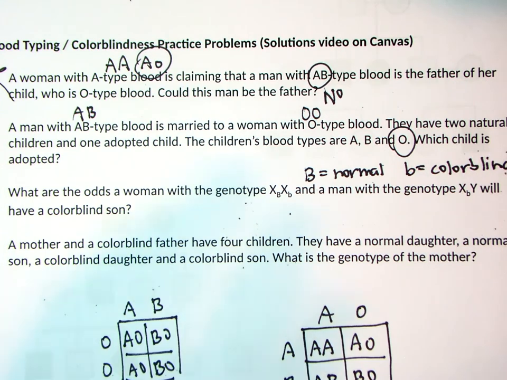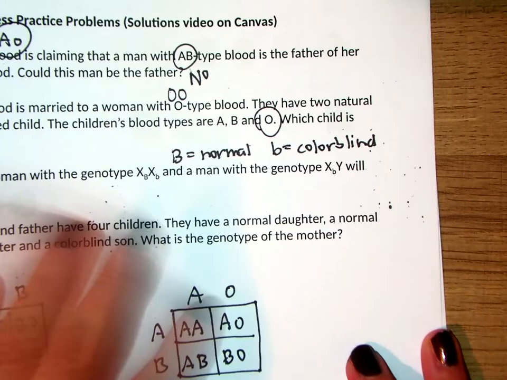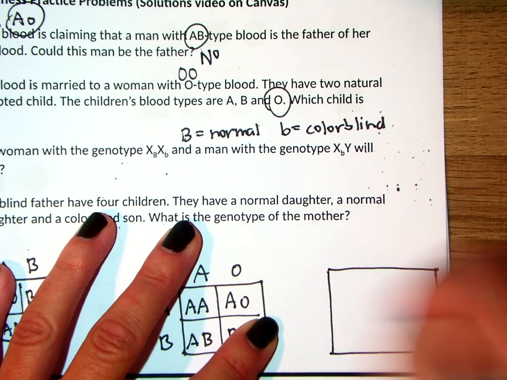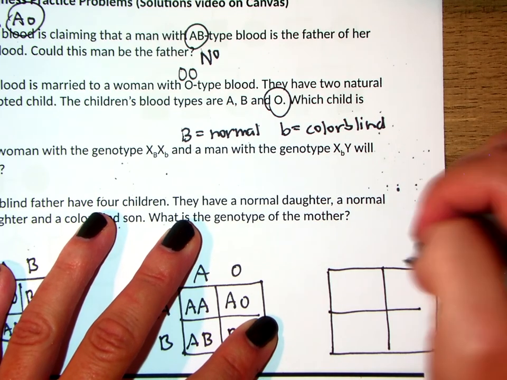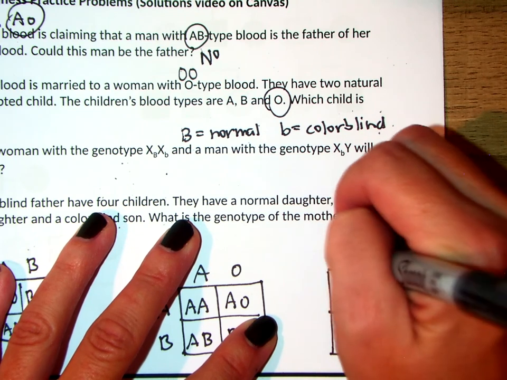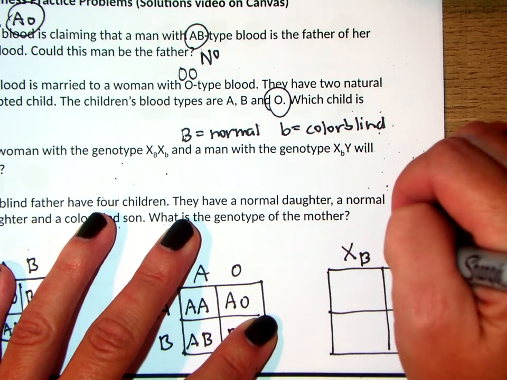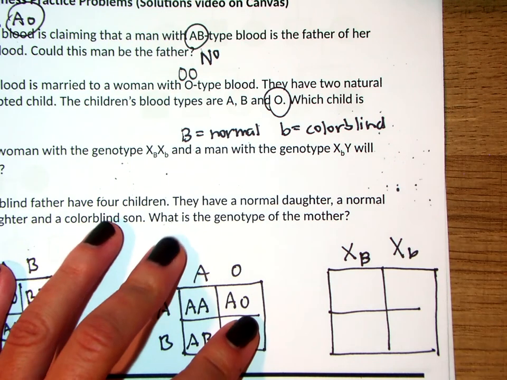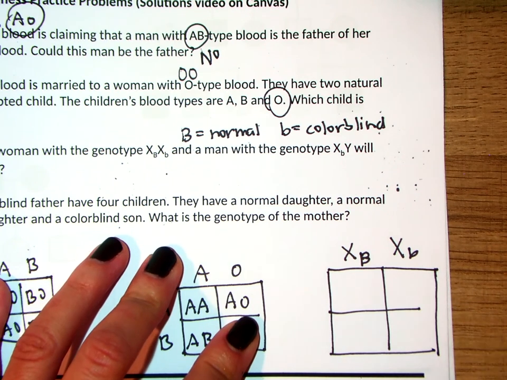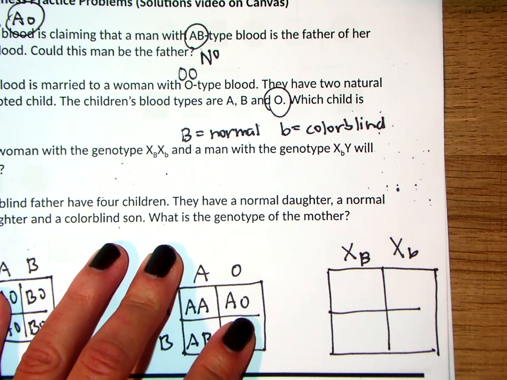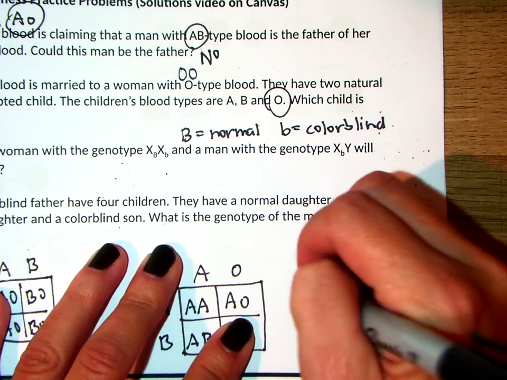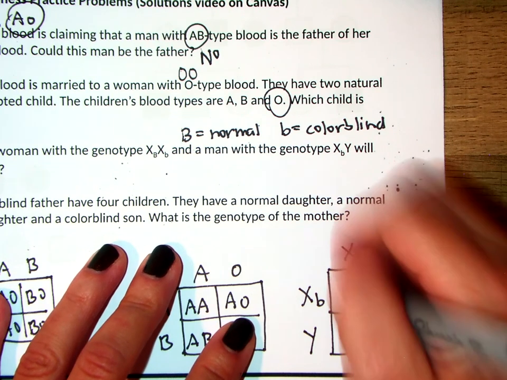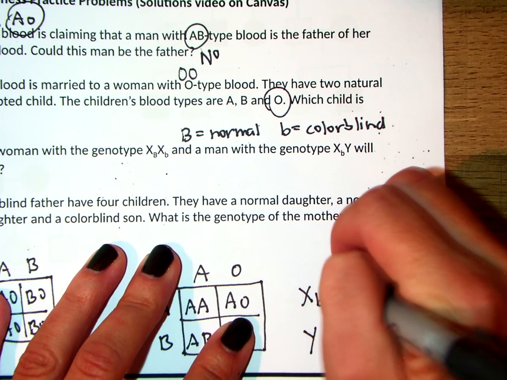So let's Punnett square this up again. So we've got an X big B, X little b woman. My B's are getting sloppy. So she's got normal vision, but she's a carrier for color blindness. And we've got a colorblind male. So the chances they will have a colorblind son. So this would be X big B, X little b. So that is a female that has normal vision, but is a carrier.